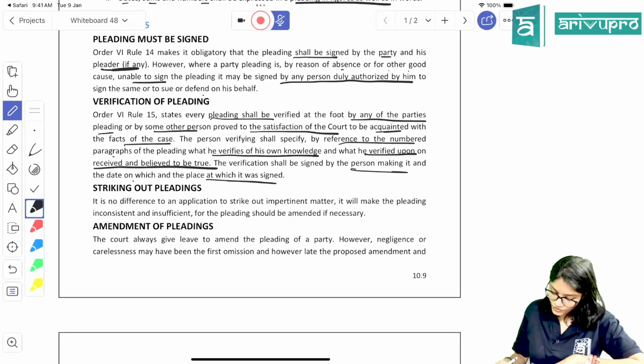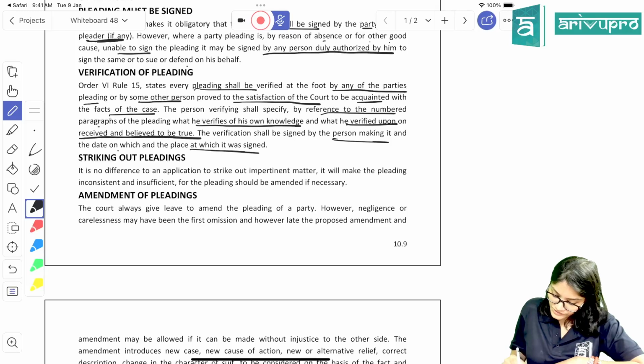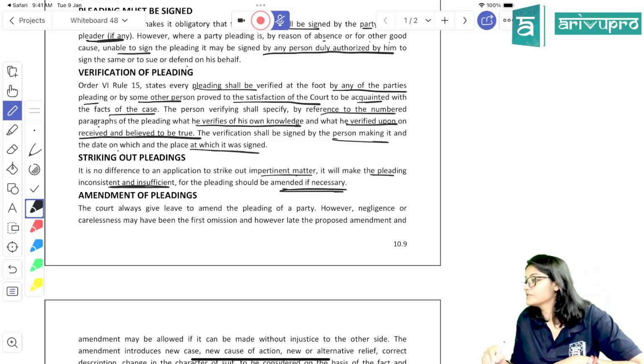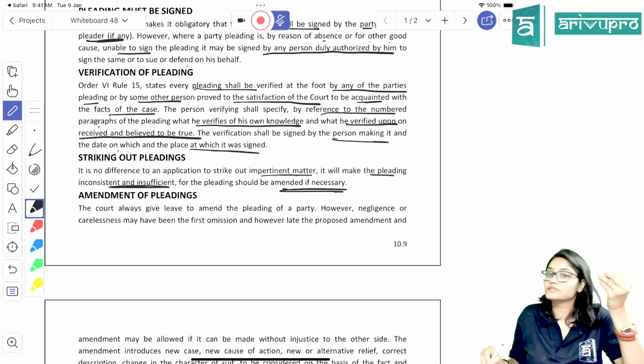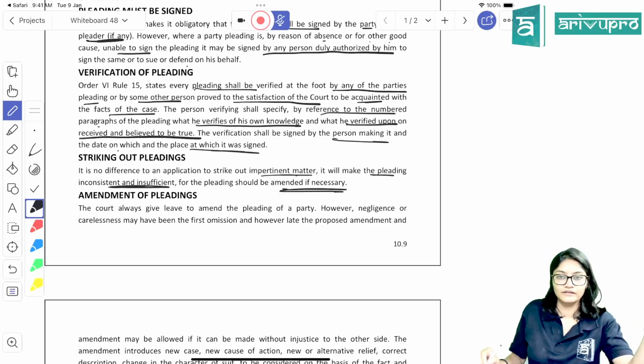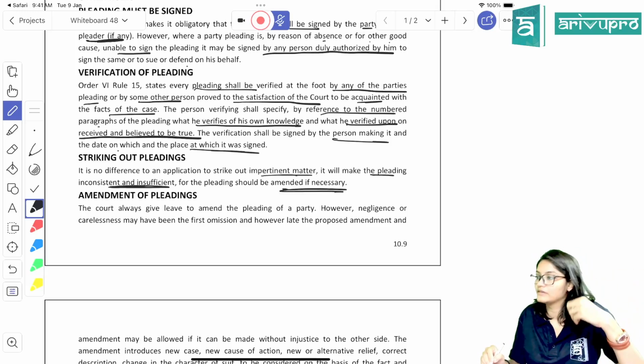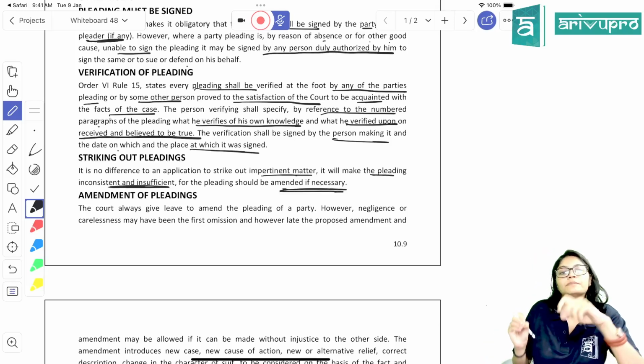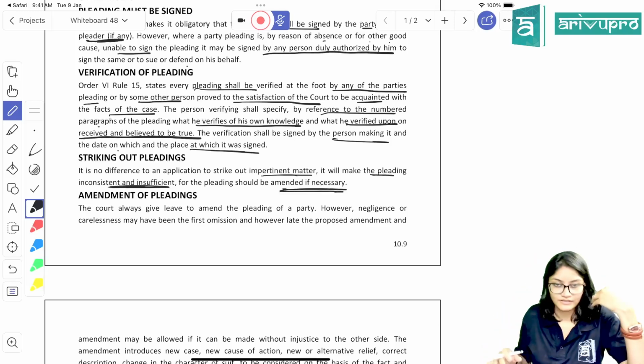Next, striking out pleadings. It is no different from an application to strike out impertinent matter. It will make the pleading inconsistent and insufficient, so the pleading should be amended if necessary. We have discussed this, that those important matters, if you do not write them, later on you cannot add them. You will have to do an amendment. So wherever necessary, amend it, right? Otherwise, pleading will become insufficient, inconsistent.